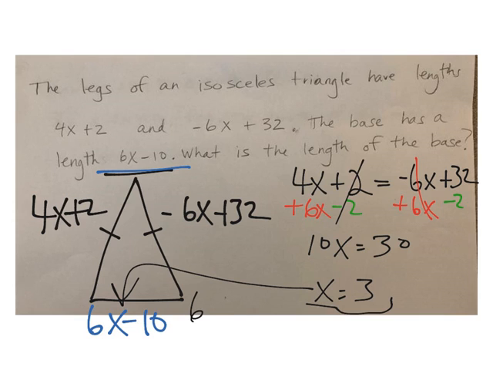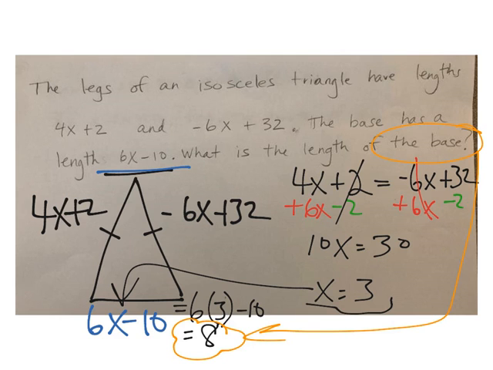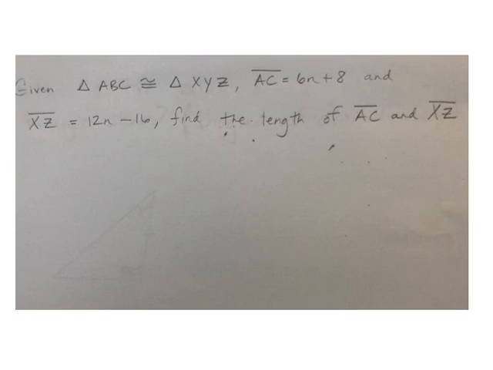So 6 times 3 minus 10. So this 6 times 3 is 18, and 18 minus 10, well, that's 8. So the answer is 8, right? They want to know what the length of the base is. Well, the length of the base is 8. All right. Let's go ahead and move on to the next one.